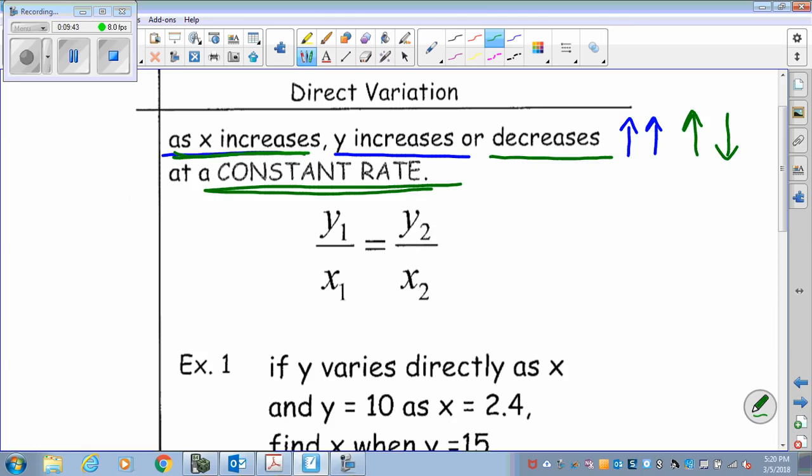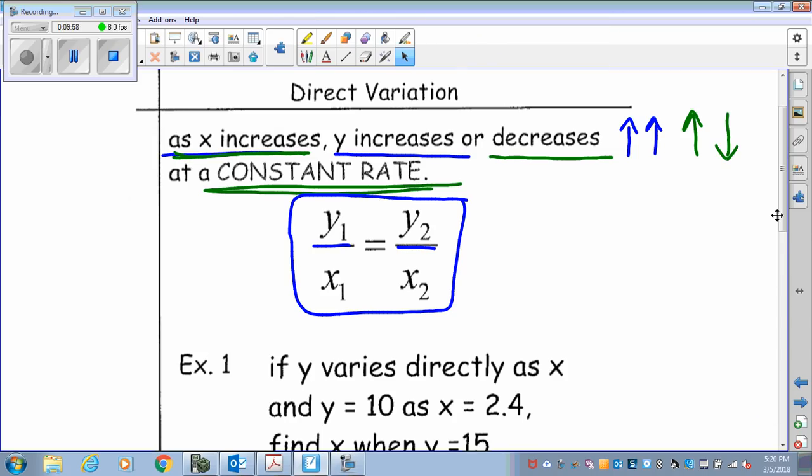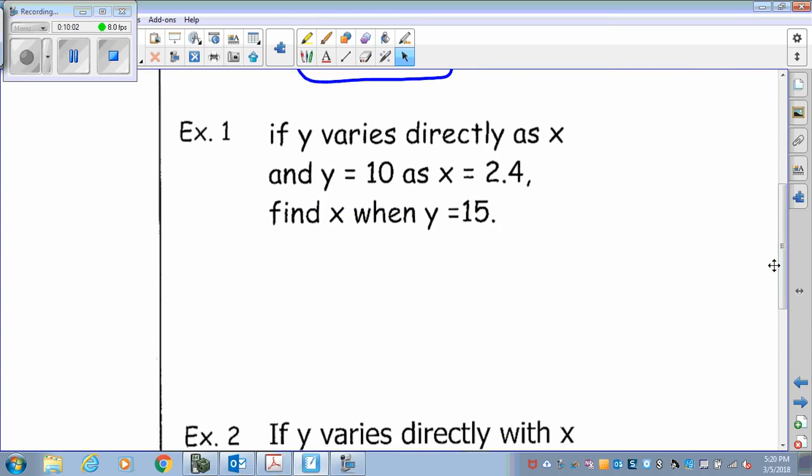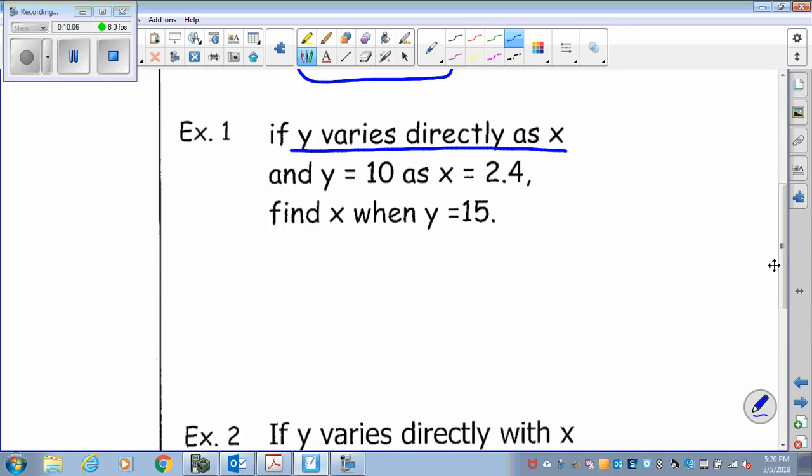Okay? So let's check this out. That means I have a direct variation. So notice I have these divided by, okay? And so now I'm going to check out my first example. If y varies directly as x, all right, so now I've got y divided by x. There's my constant rate. This would be like miles per hour.